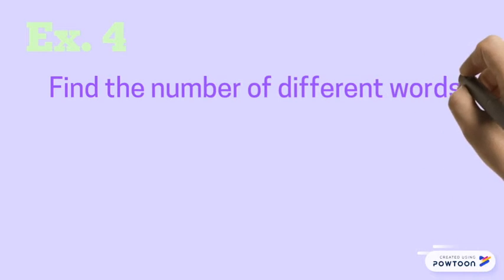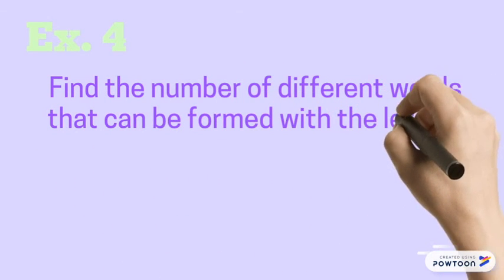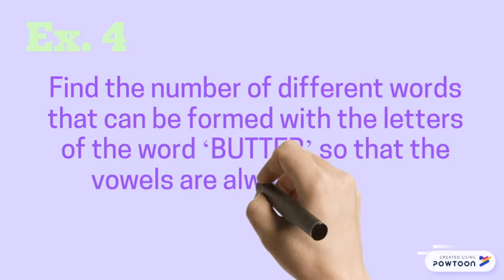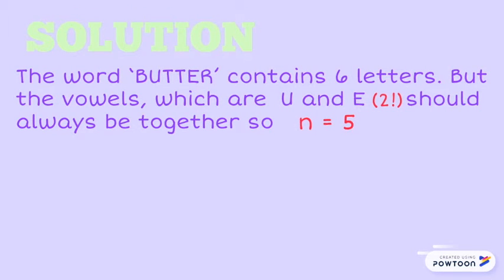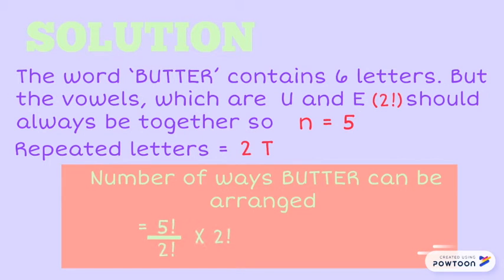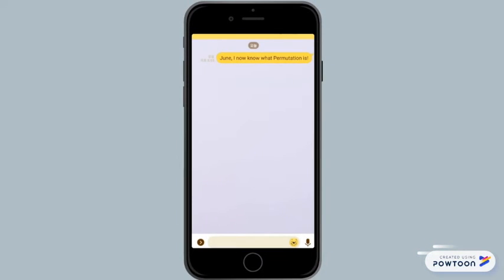Find the number of different words that can be formed with the letters of the word butter, so that the vowels are always together. Solution. The word butter contains 6 letters, but the vowels, which are U and E, should always be together. So n is equal to 5. U and E is represented by 2 factorial. The repeated letters are 2 t's. Number of ways butter can be arranged is given by 5 factorial over 2 factorial times 2 factorial, which is equal to 120.